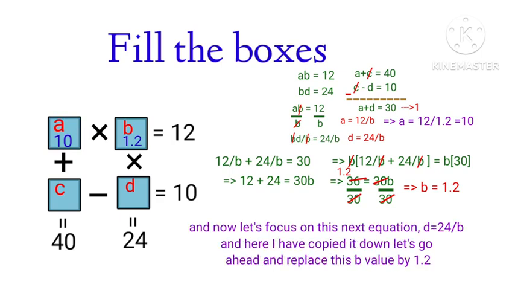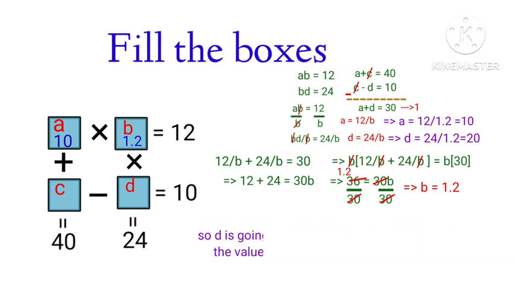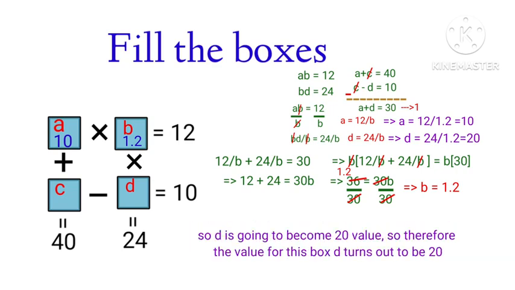And now let's focus on this next equation, D equals 24 divided by B. Here I have copied it down. Let's replace this B value by 1.2. So D is going to become 20. Therefore the value for this box D turns out to be 20.